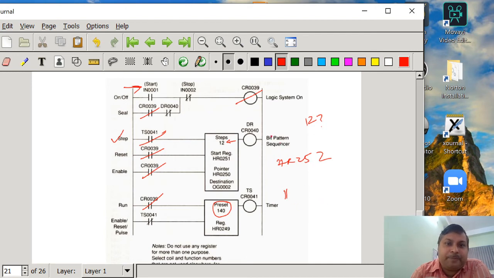step, this CR39 is going to be false, and then everything is going to be reset. Again the pointer is going to start from the H at 250, so the things are going to be repeated. Here, instead of 12, if we write 11, then at the 11th step CR40 is going to be energized, and if CR40 is energized at the 11th step, then this DR function is going to be reset.